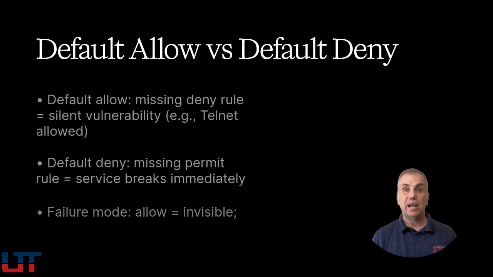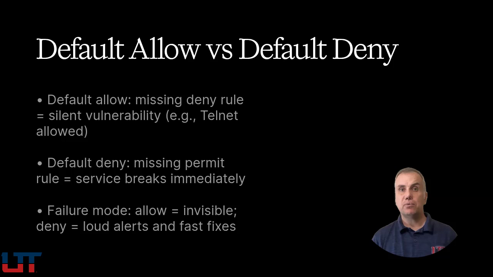With a default allow, a missing deny rule is a silent vulnerability. If you forget to write a deny rule blocking telnet, then telnet traffic flows freely. Nobody gets an alert. The gap may not be discovered until an assessment or an attacker finds it. The failure mode is invisible.